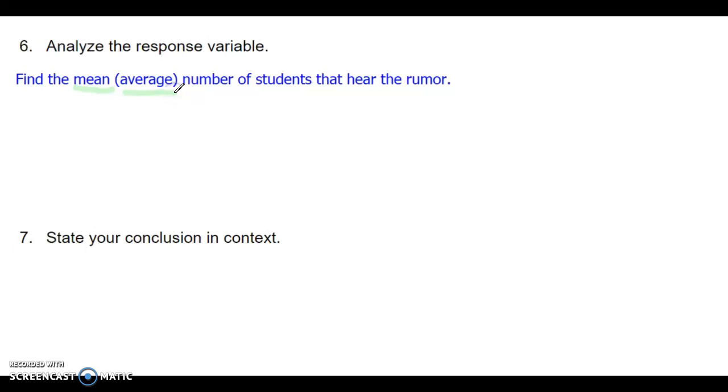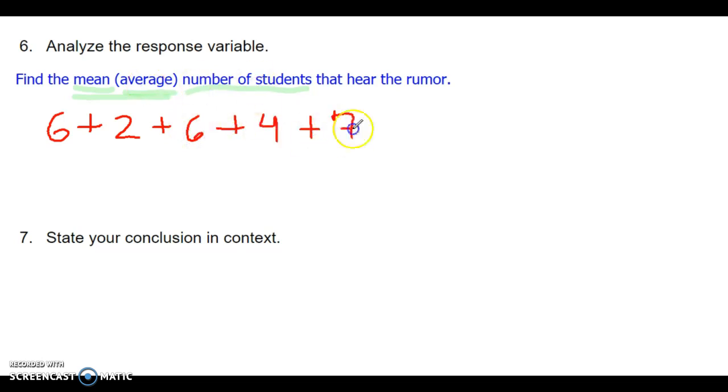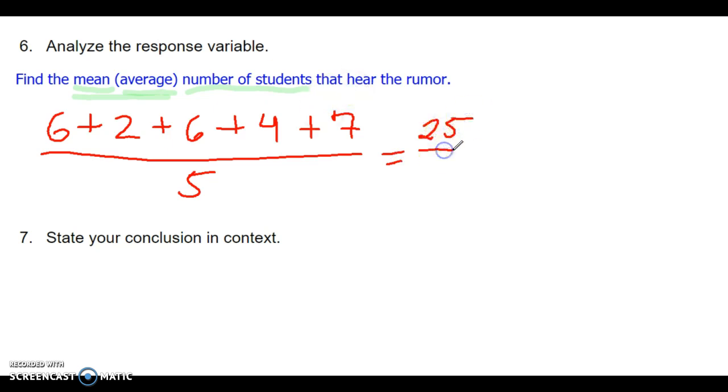So our response variable was the number of students right here, but to analyze it, we're going to find the mean number of students. And in this case, we're just going to add up all the numbers and divide by the total amount. That's what the mean is. So in this case, we had 6 plus 2 plus 6 plus 4 plus 7. And we had 5 trials altogether, so we're going to divide that by 5. This ends up being 25 divided by 5, which is 5.